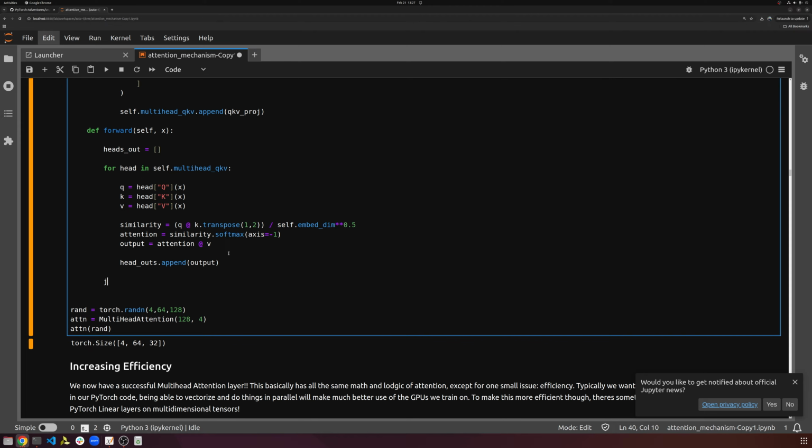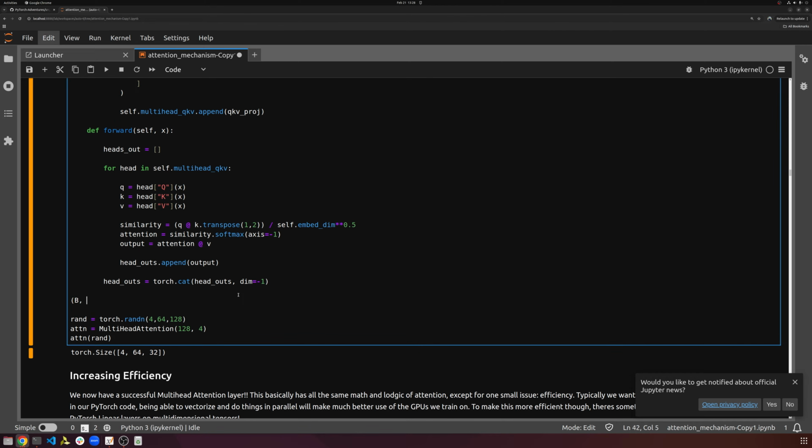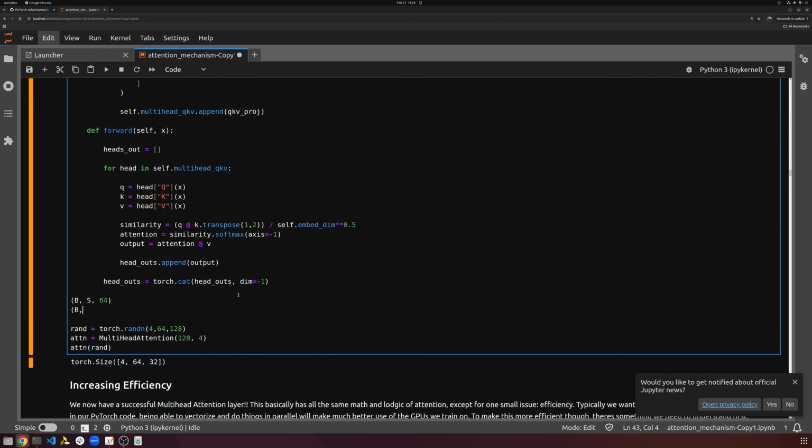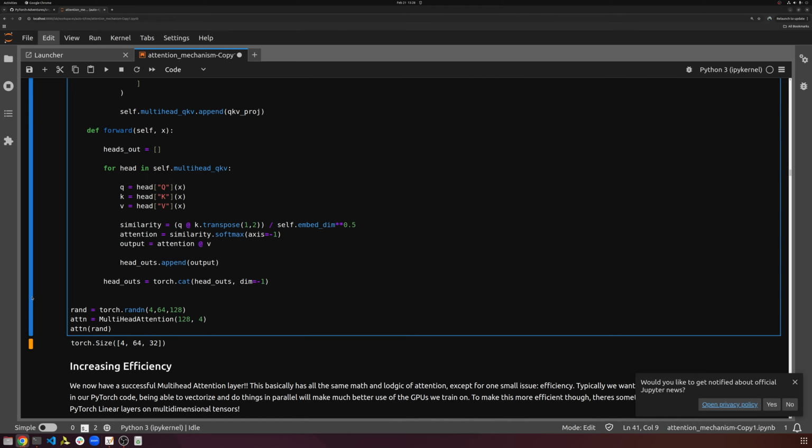So our final output will then be headouts is equal to torch.cat of headouts. We're going to concatenate our head outputs along the last dimension, right? Because we have a batch by sequence length by 64 if we have 2 of them, and we have a second thing that's batch by sequence length by 64, and we just want to concatenate the 64 and 64 back together on the last dimension, so we end up with a batch by sequence length by 128, right? So we're going to concatenate on the last dimension.